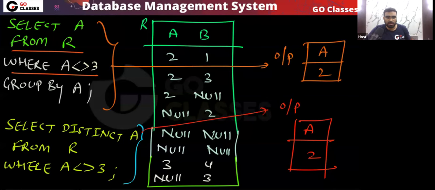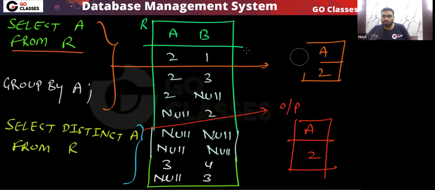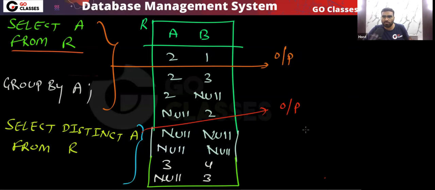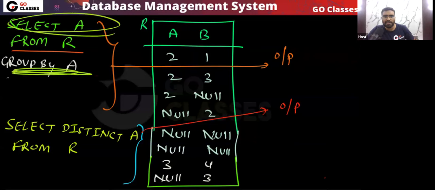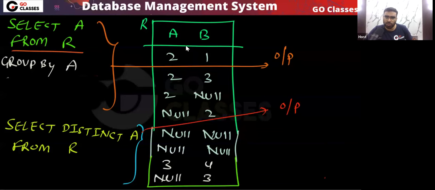Did you understand? One more example. Let me remove this where condition. Now you tell me the output. Again, they will give you the same output, but tell me the output. What will be the output? Okay. So group by. Now tell me, one thing you notice: in this group by, is there any aggregation? There is no aggregation. So group by is useless.